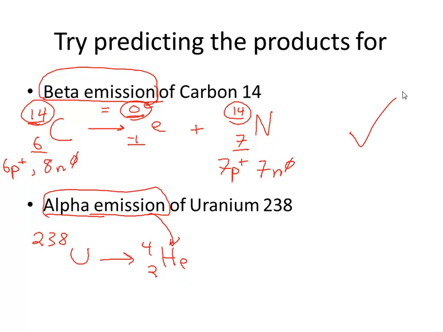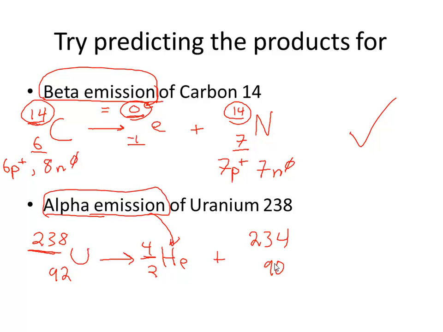Uranium-238. What's uranium's atomic number? Get your periodic tables out, guys. What is it? 92. So I started off with a mass of 238, and I gave up 4. What's left? 234. I started with 92 protons, I gave up 2. What's left? 90.